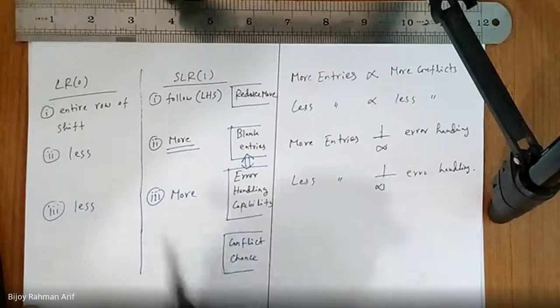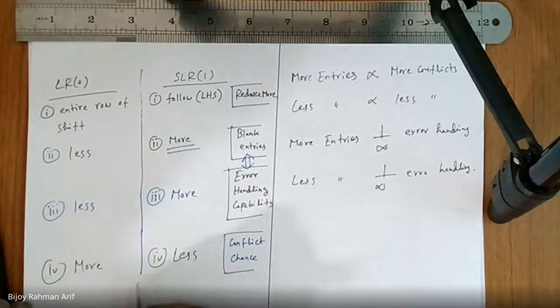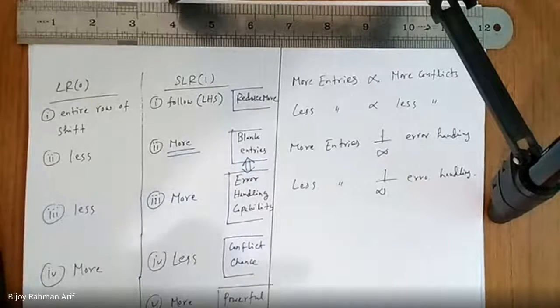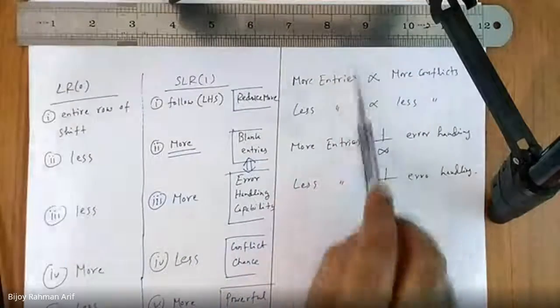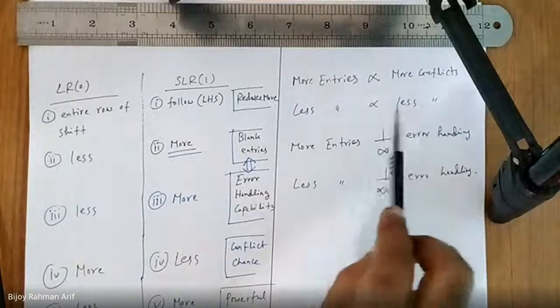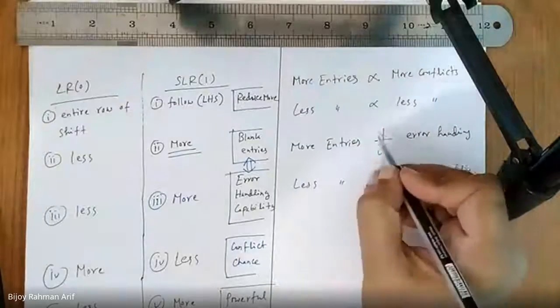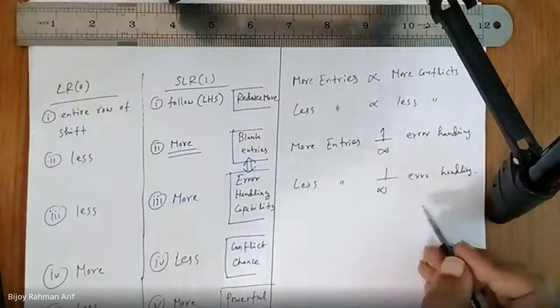So conflict chance, which one has more? LR0. And SLR1 is less. So which one is more powerful? SLR1. More entries proportional to more conflicts. Less entries proportional to less conflicts. More entries inversely proportional to error handling, because you have more entries, you can handle errors less. Less entries inversely proportional to error.